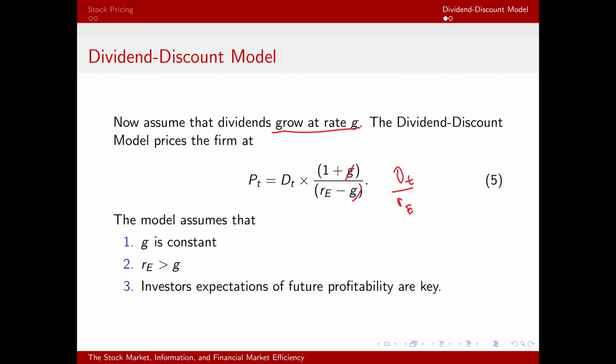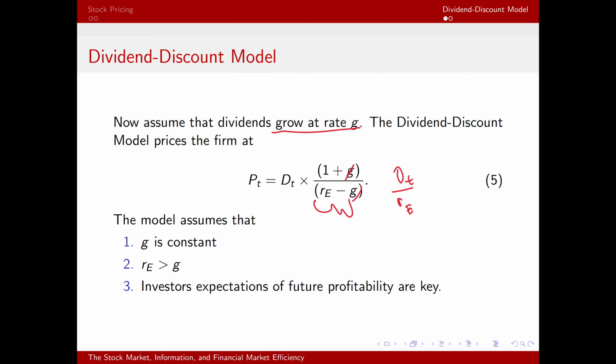Additionally, we have to have an expected return from the stock that is greater than the growth rate of the dividend. If they're equal to each other, you can see that this term right here goes to 0, and everything goes to infinity, and we get all sorts of mathematical problems. And if the growth rate is greater than the required return of the equity, then the price would actually go negative. So we have to assume that the required return is greater than the growth rate of the dividends.